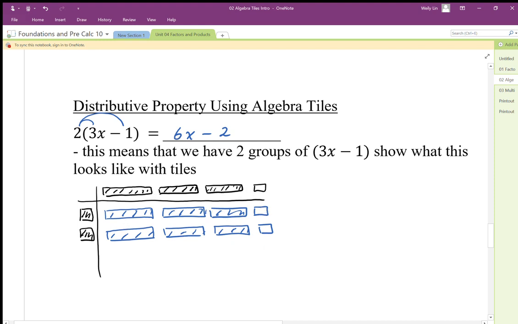Okay, so we can start from the area and work out the length and width, or in this case here we started off with the length and width, and then we showed that the product, or the area generated by that length and width, is going to be this area of 6x minus 2.